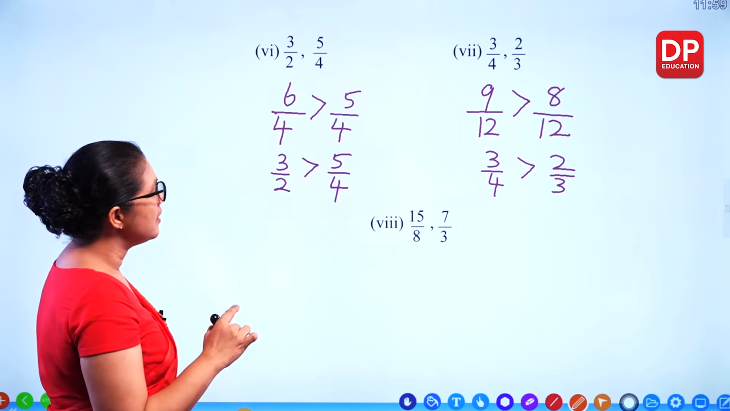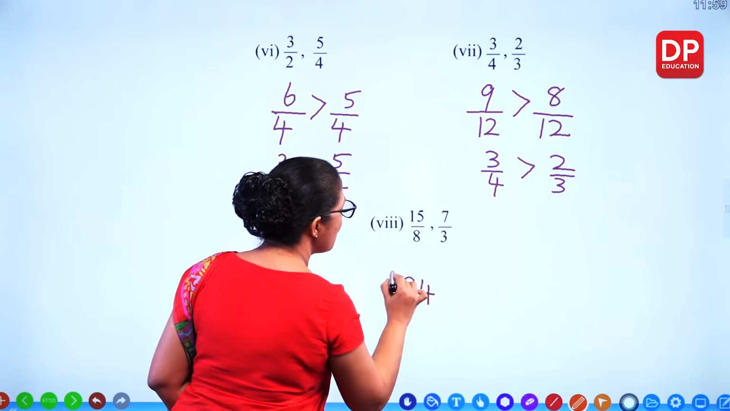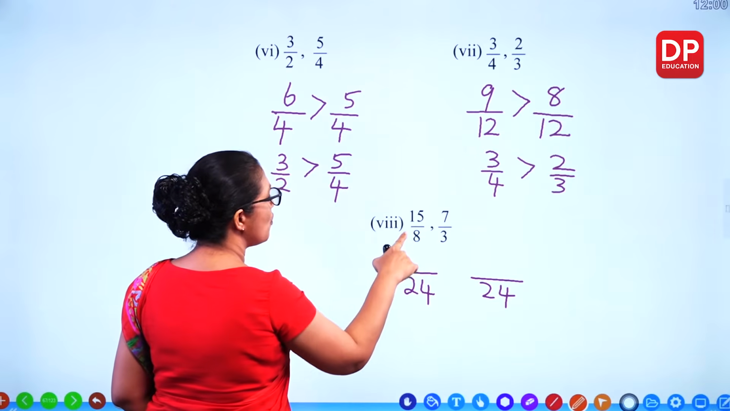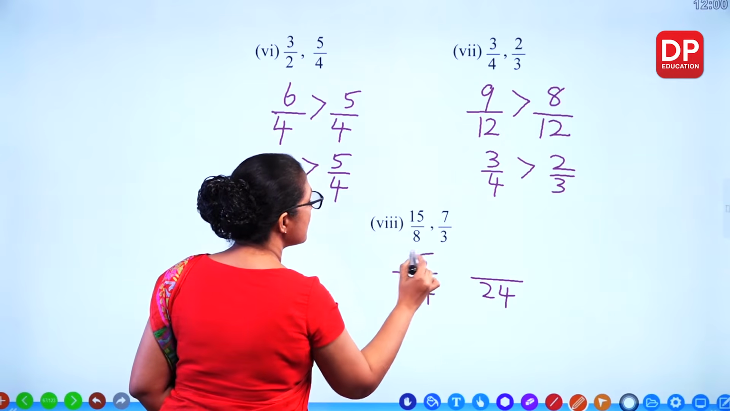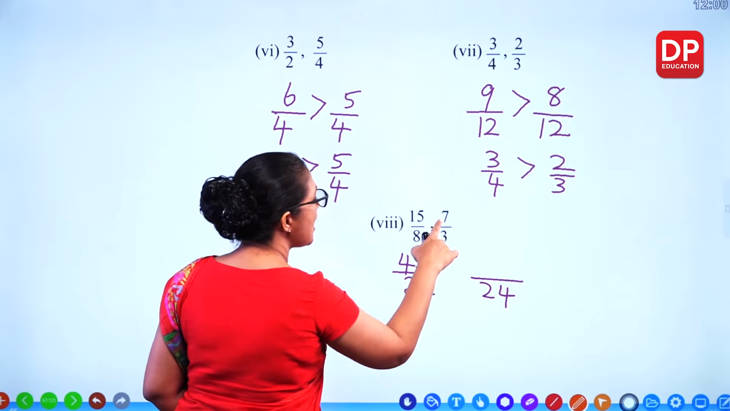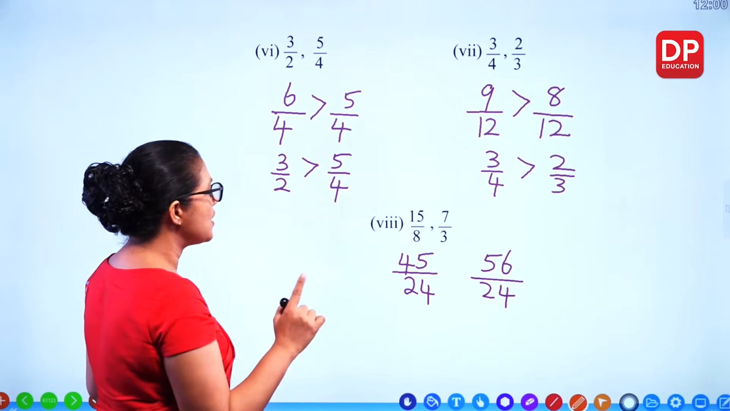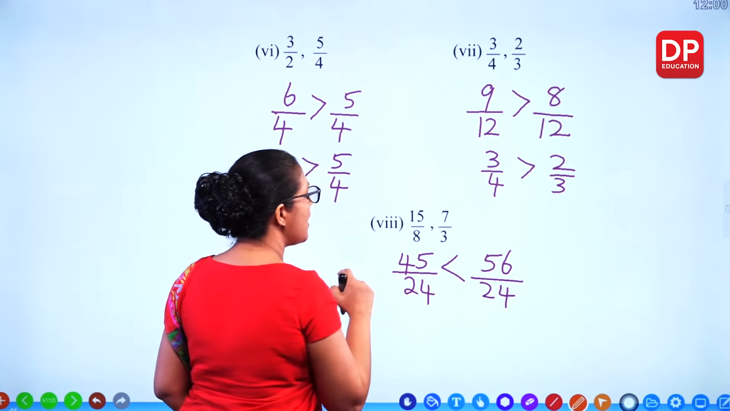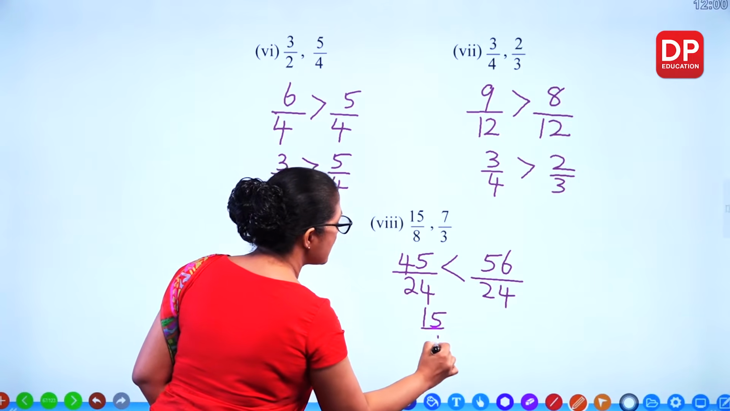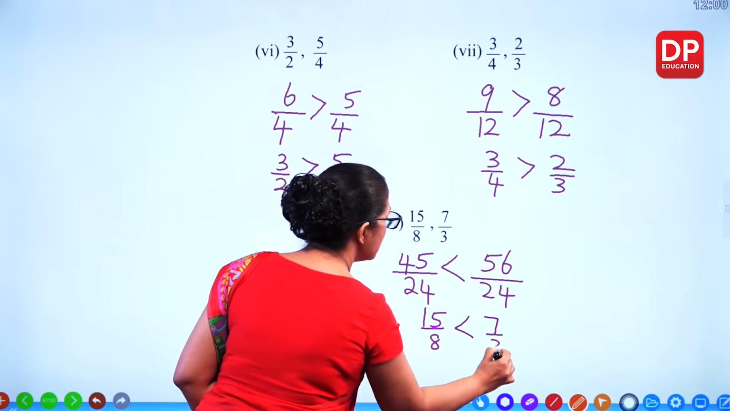This one, 8 and 3. What's the common denominator? That's 24. 3 times 8, 24. 3 times 15, 45. Here 8 times 3, 24. 8 times 7, 56. Now which one is bigger? 56 is bigger than 45. So I can write 15 over 8 is smaller than 7 over 3.